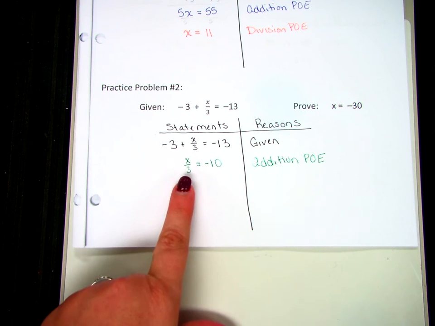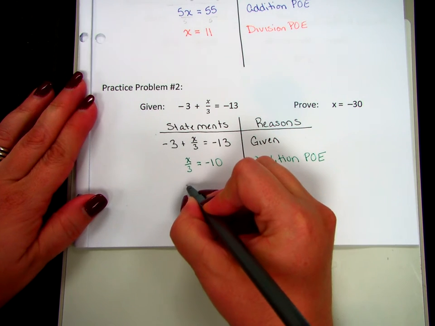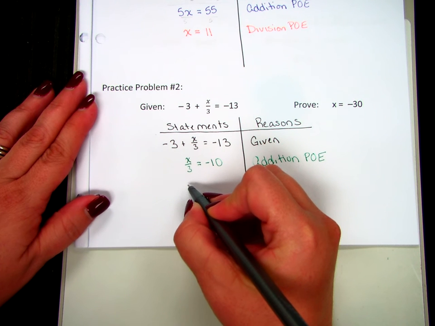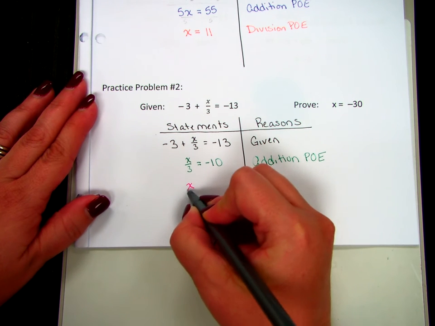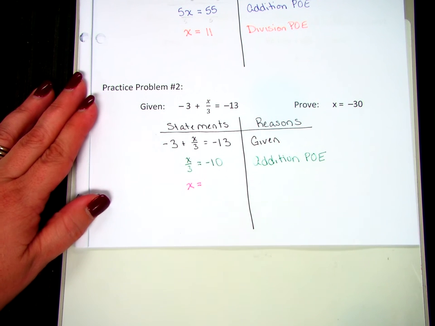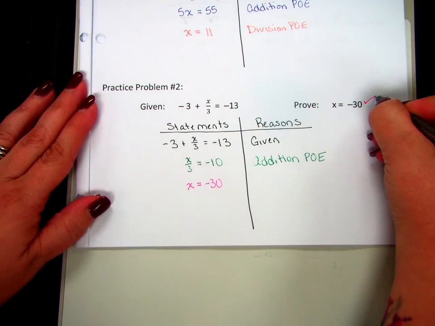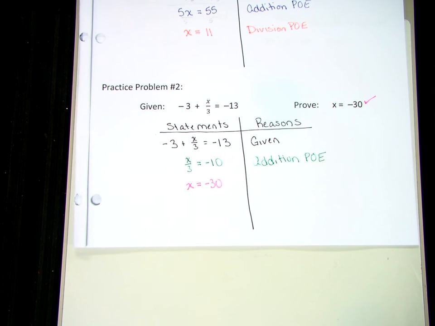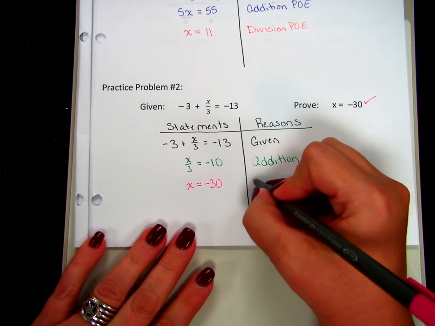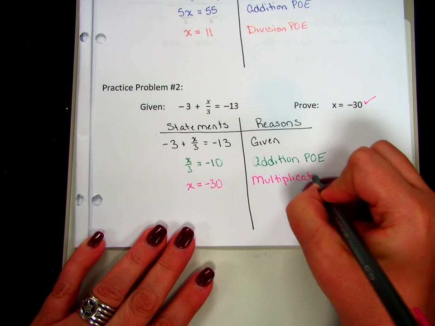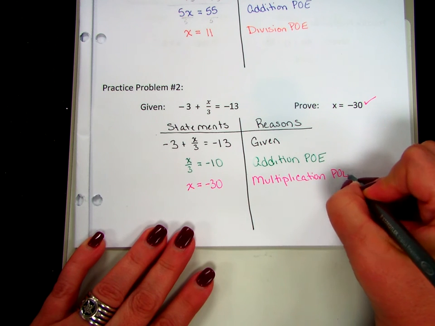So I'll end up with 3 times x over 3, which is 3x over 3, which is just x. And then -10 times 3, -30. Which if I look up here, that's what I was trying to prove. What do I put as my reason? Multiplication POE. Right, we multiplied by 3 on both sides, so multiplication POE.